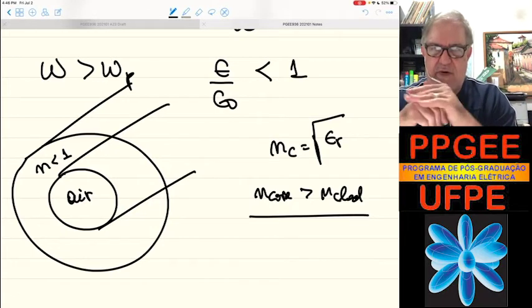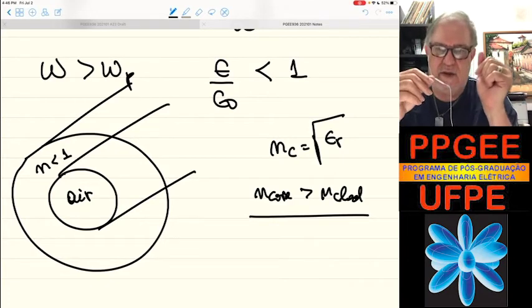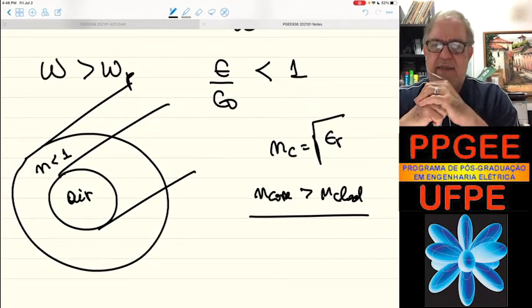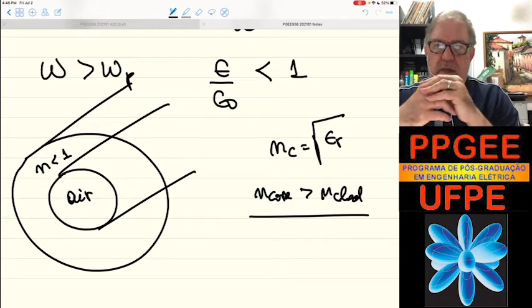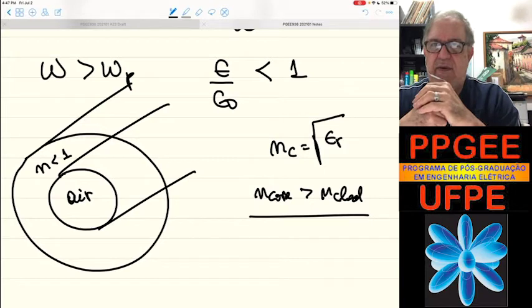To analyze the behavior of conductive materials, we assume that only free electrons are present in the model. So what does it mean? It means that we don't have restoring forces.